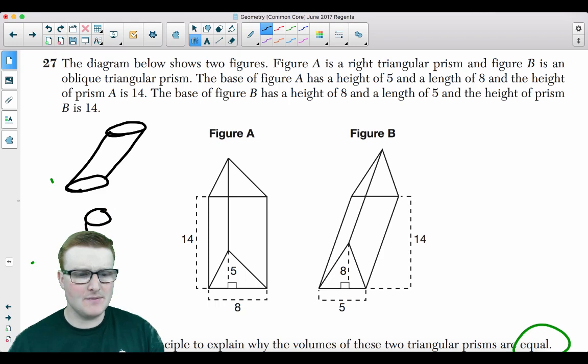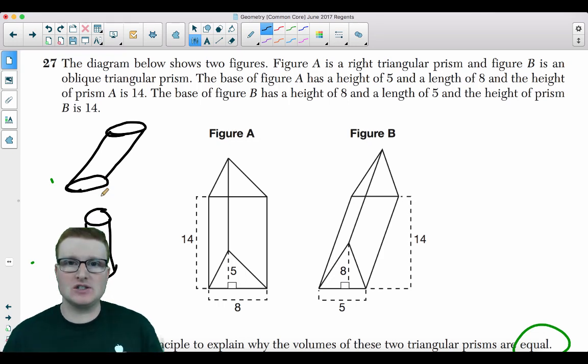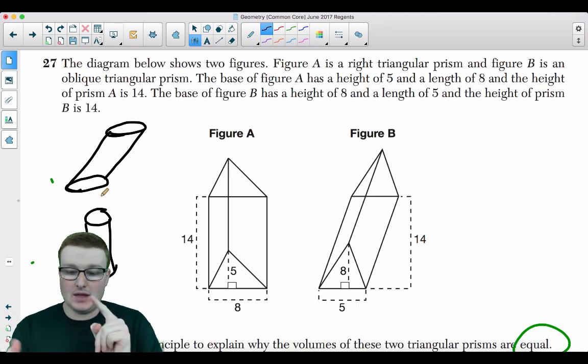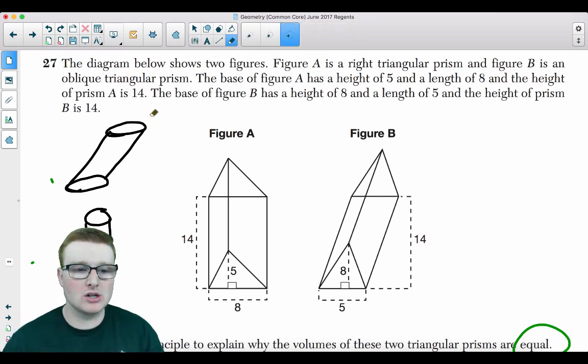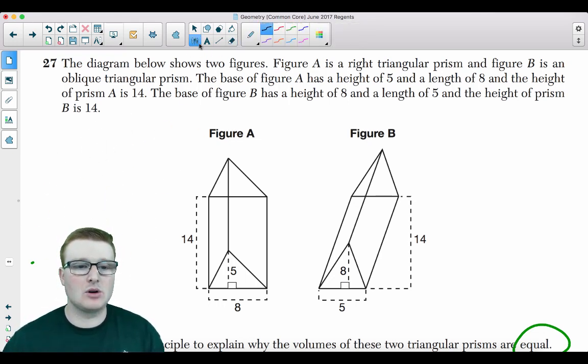Does that have the same volume as the quarters next to it? They're both 10 quarters. Do they have the same volume? Do they take up the same amount of space? Yes, they do. And that's what Cavalieri stated. He basically said it doesn't matter how you orient or push the prism, it still takes up the same amount of space if the heights are equal and the base areas are equal. So I'm going to put that into words. We're going to talk about it, and we're going to finish this problem.